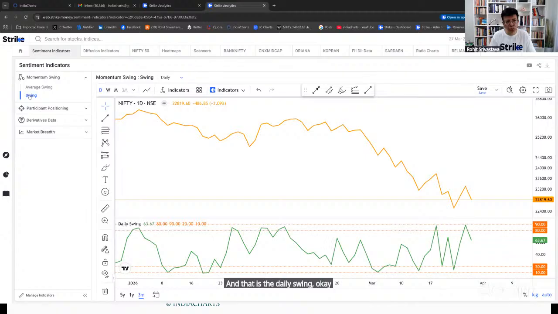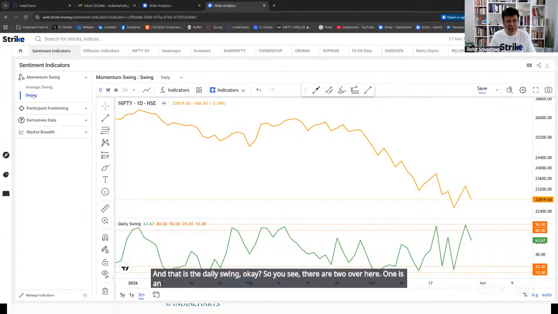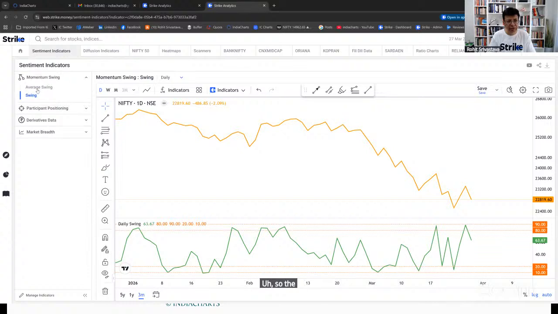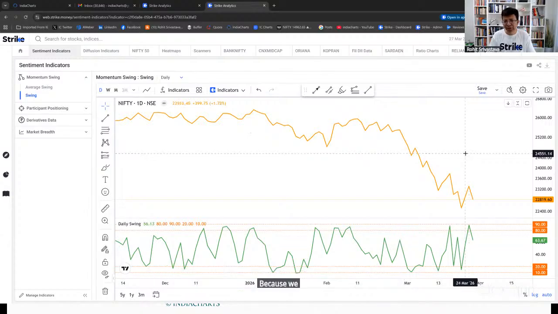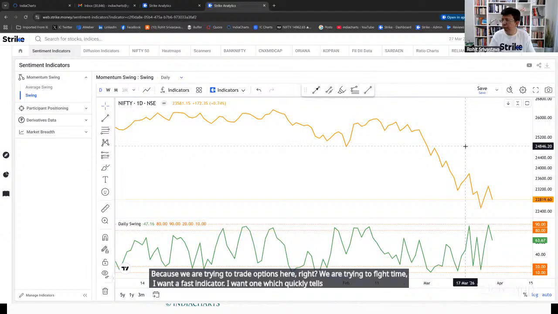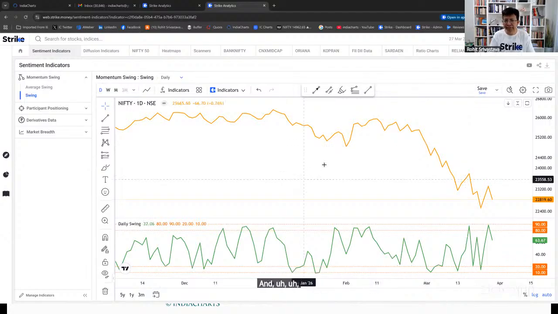Okay, so you see there are two over here. One is an average swing and one is a daily swing. The average swing is essentially a slightly smooth version of the same thing, but we are using the daily swing, which is a little faster, goes up and down fast, because we are trying to trade options here, right? We are trying to fight time. I want a fast indicator, one which quickly tells me here to sell, here to buy, and that's the result that I want to really achieve.